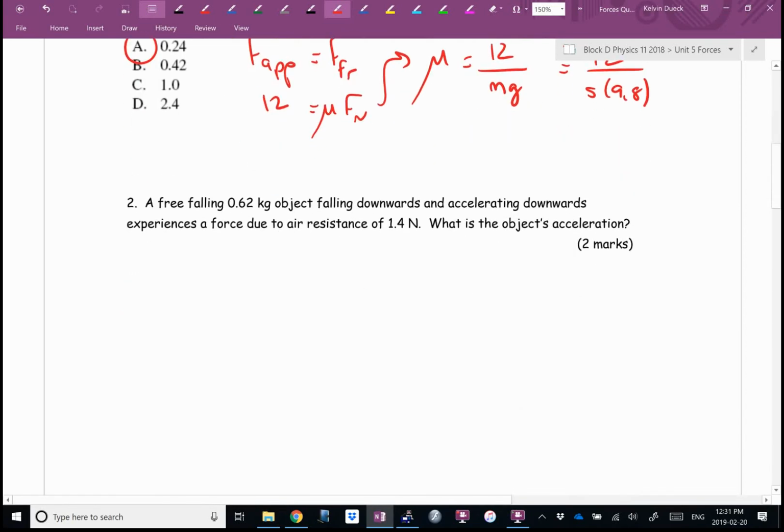Number 2, a free-falling object falling downwards and accelerating downwards experiences a force due to air resistance of 1.4 newtons. What's the object's acceleration? This is a job for a free body diagram. Again, how do I know that? They've given me a force of air resistance, and I know, get the obvious one, gravity. Is there more than one force in this question? I probably want to draw this one out.